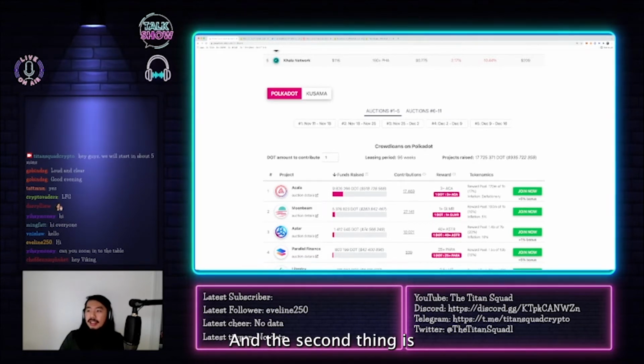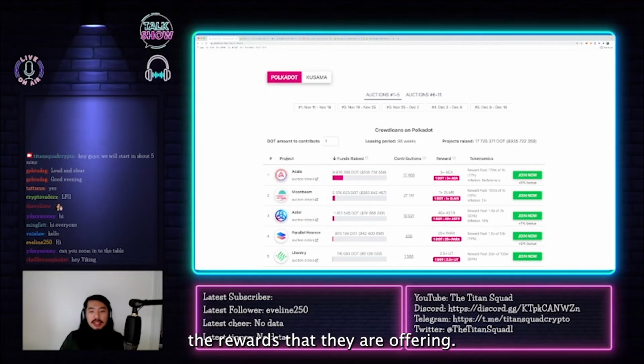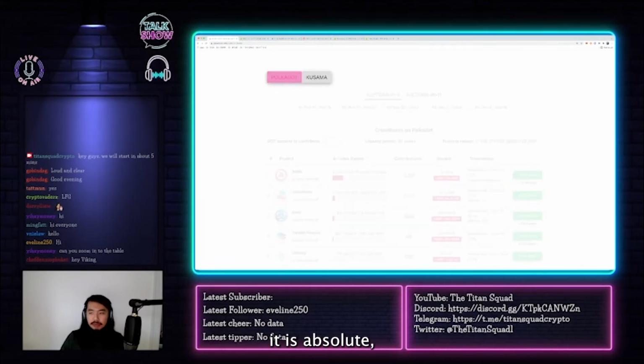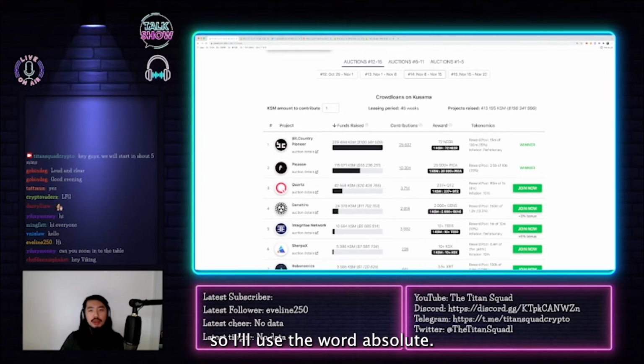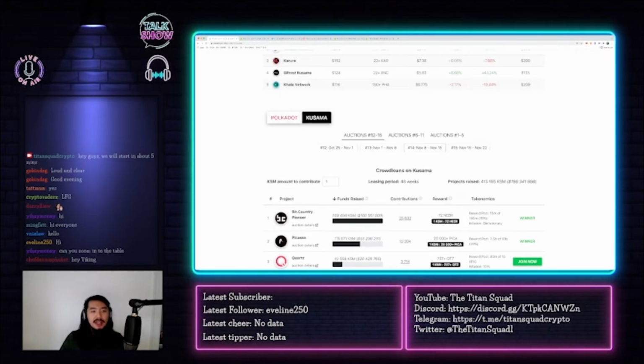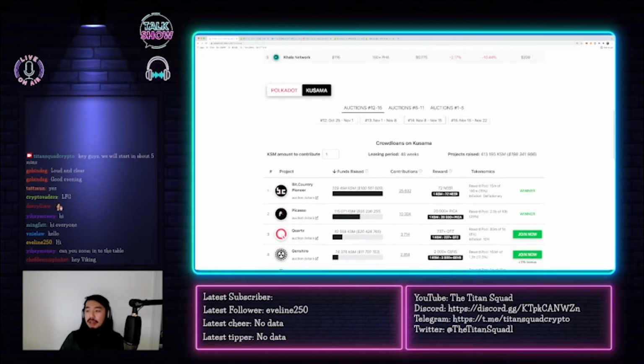And the second thing is the rewards that they are offering. For Kusama, I would say the rewards are absolute, but for Polkadot, I would say the rewards are relative. It's like a weighted kind of thing. I'll explain that a little bit more.